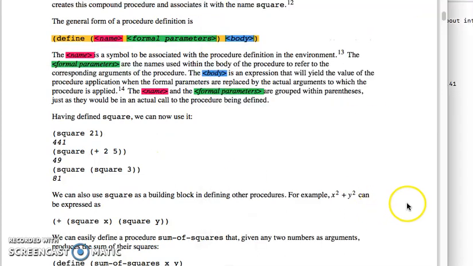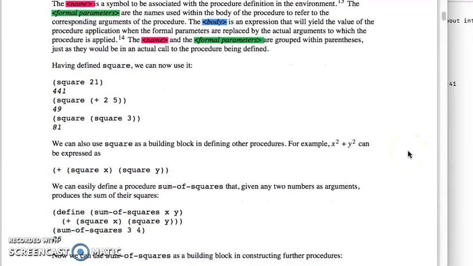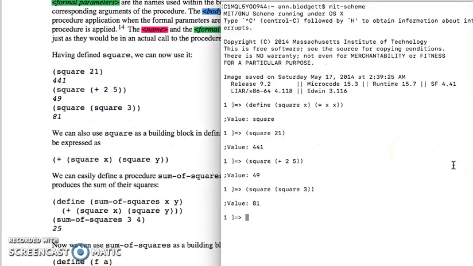We can also use square as a building block in defining other procedures. So for example, x squared plus y squared can be expressed as plus, square x, square y.